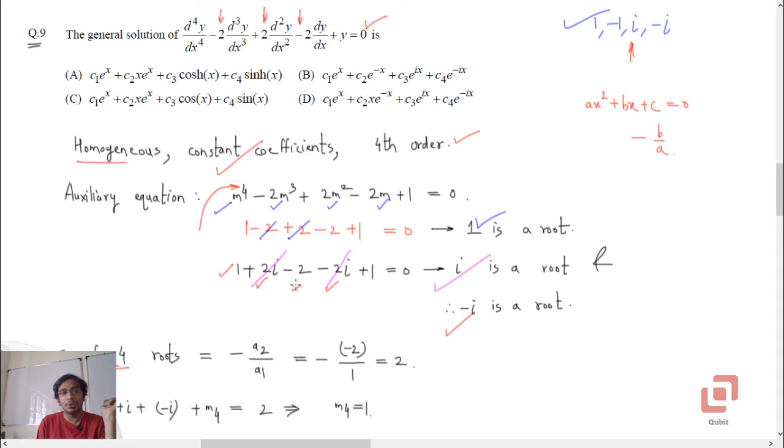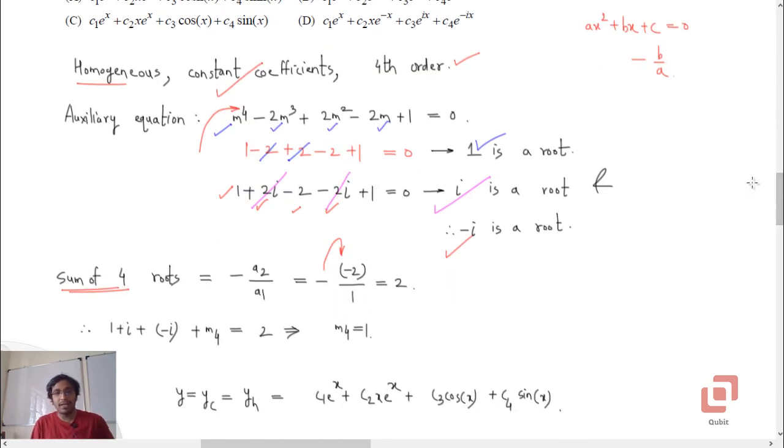So it is going to be minus of minus 2, this coefficient, upon a1, which is 1. So the sum is 2, and we already have got 3 roots, 1, i and minus i, so the 4th root has to be m4, because i and minus i will cancel, so 1 plus m4 is 2, which implies m4 equals 1. So minus 1 is not going to be the root, 1 is a double root now, so that part will be (c1 plus c2 x) e to the power x, and i is a root, so we'll have c3 cos x plus c4 sin x.